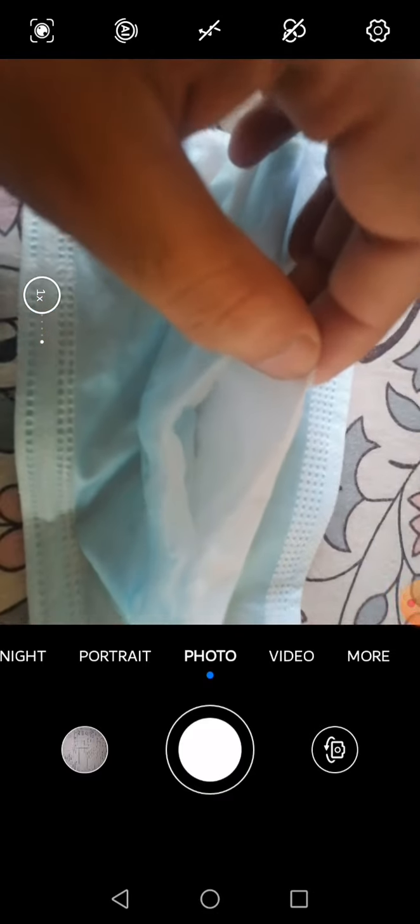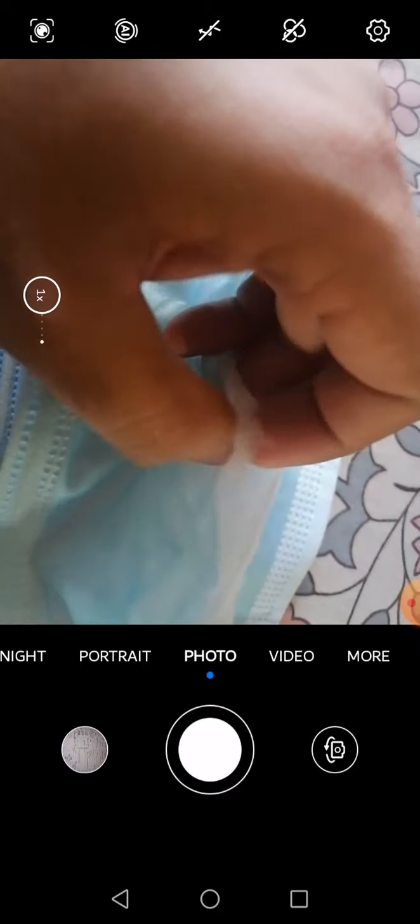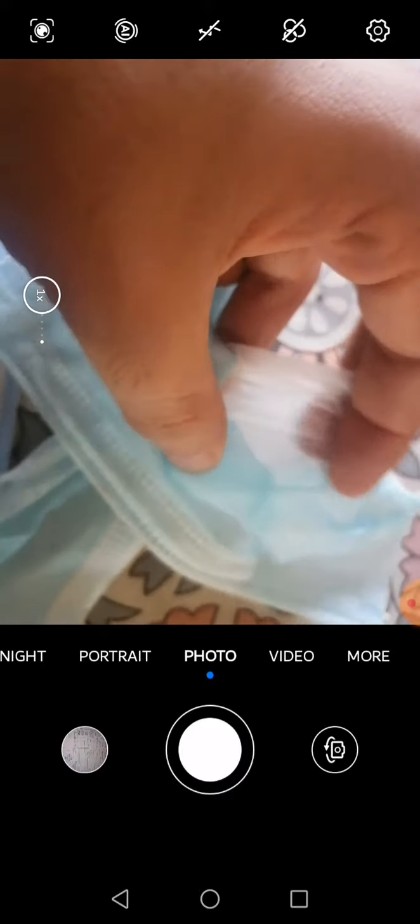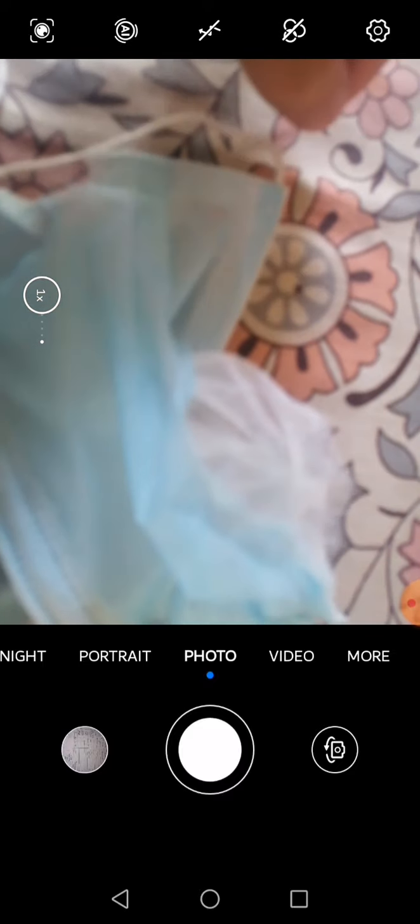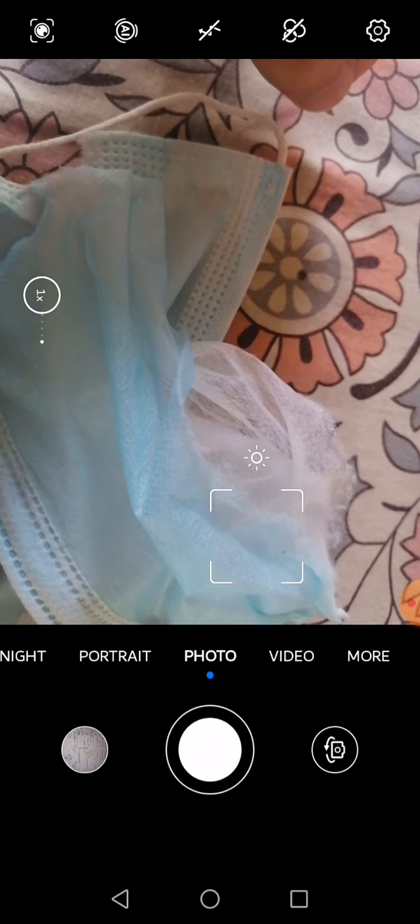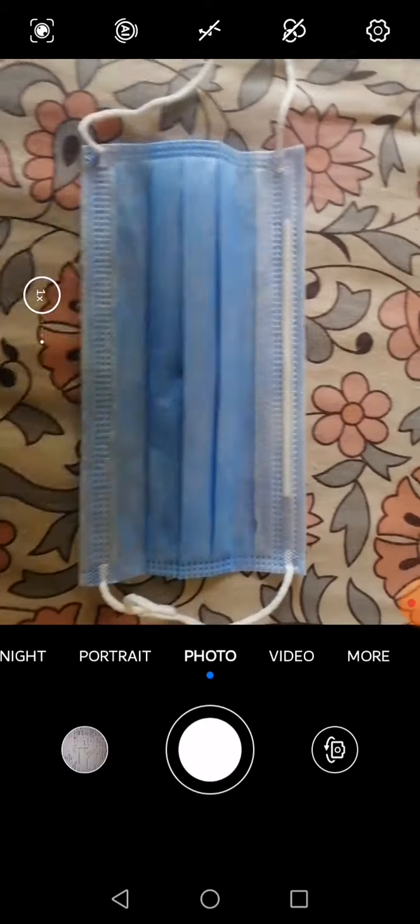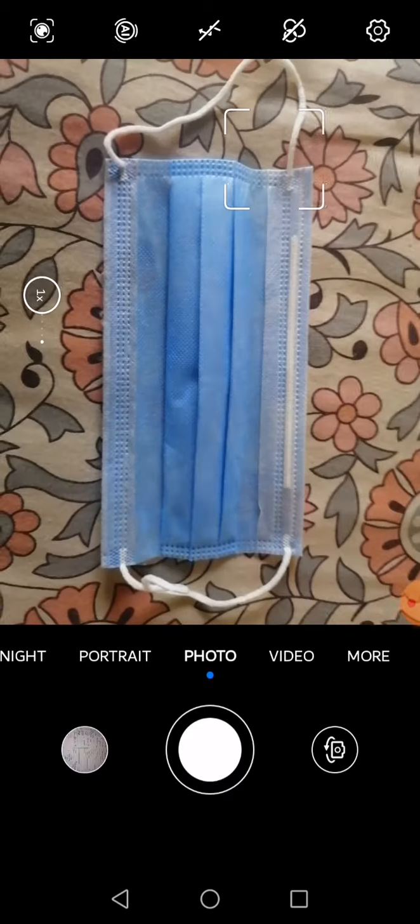This is the first layer, the white one. Then this is the center layer, which is very thick, and then this is the border layer. So what is the difference between a 3-layer mask and a 2-layer or a single layer?